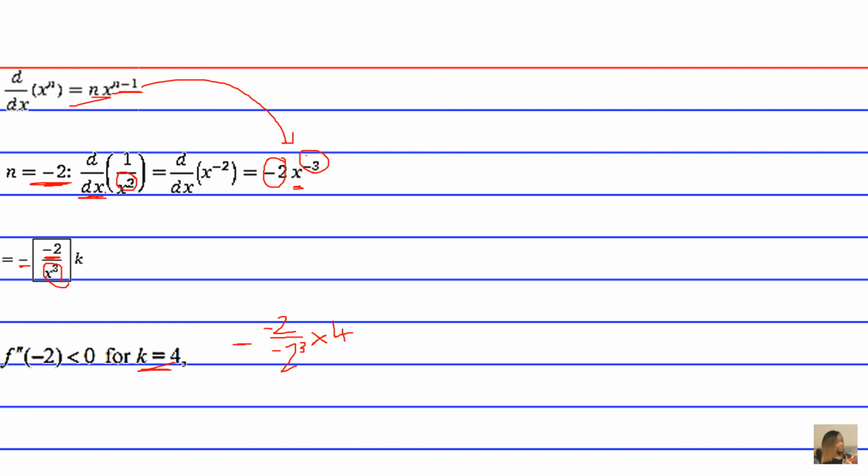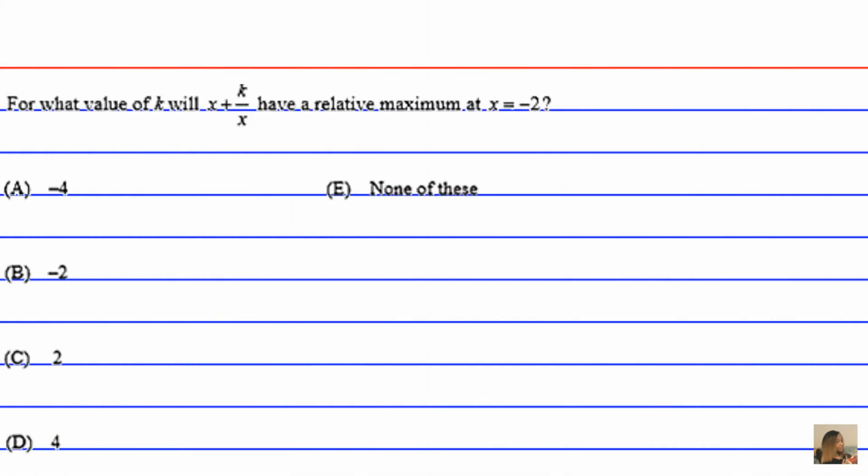Negative 2 divided by negative 8 is going to give us 1/4, and that's a negative 1/4 if we factor in this minus sign right here. Then negative 1/4 times 4 is going to be equal to negative 1. So negative 1 is definitely less than 0. The second derivative rule says f does have a relative maxima at x equal to negative 2 because the value of the second derivative there is less than 0, for k equals 4. Therefore, the correct answer would be D, 4.